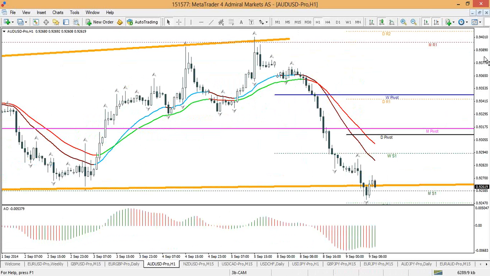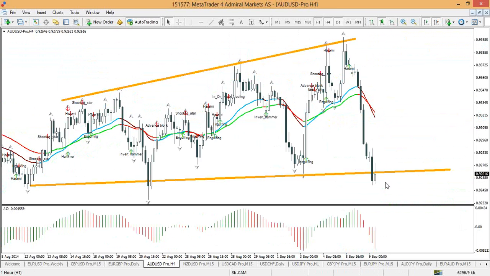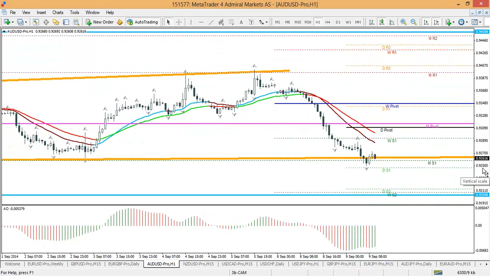Let's take a look. We know that we are pretty close to the bottom of the zone. We're pretty close to the bottom of this orange line. So hence, maybe looking for a bit of a bounce to the upside could be possible. On the AUD/USD, do we have any pivot points that confirm that? We got a monthly S1 and a daily S1.